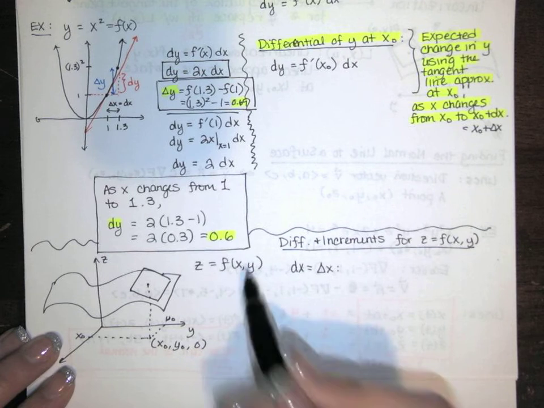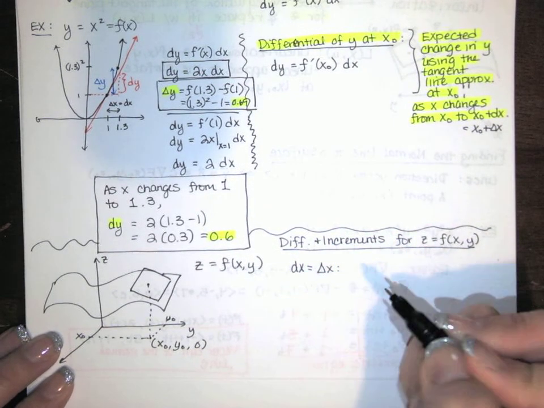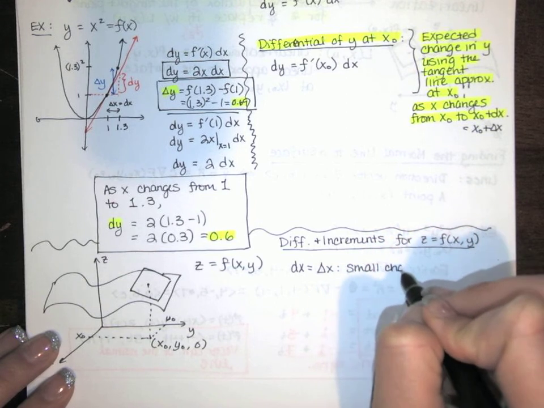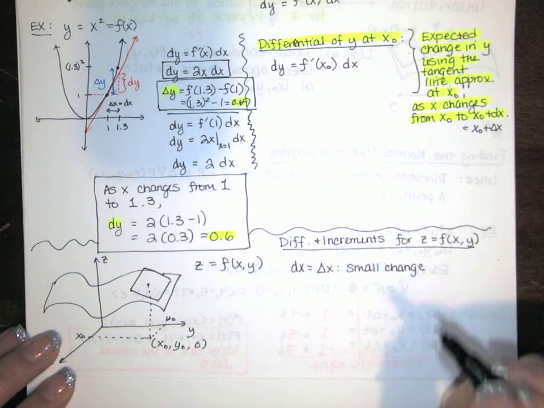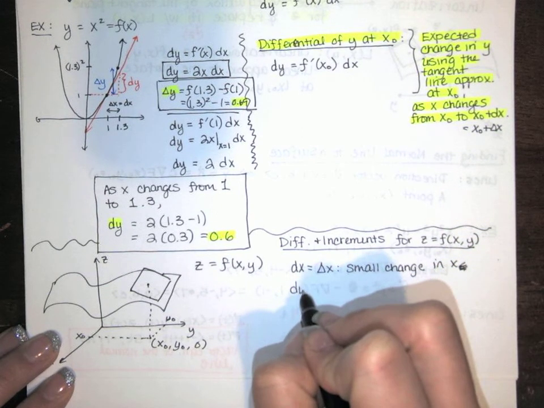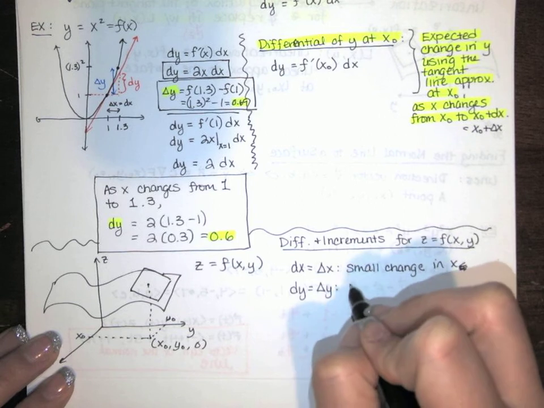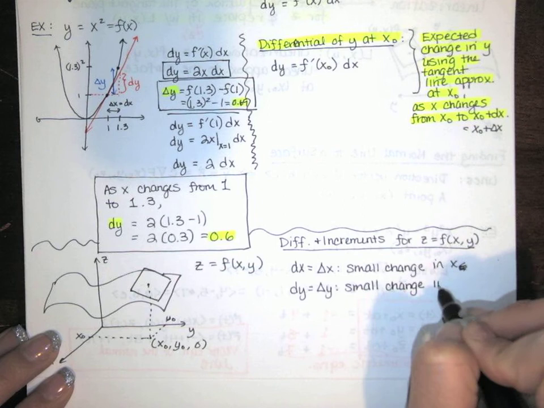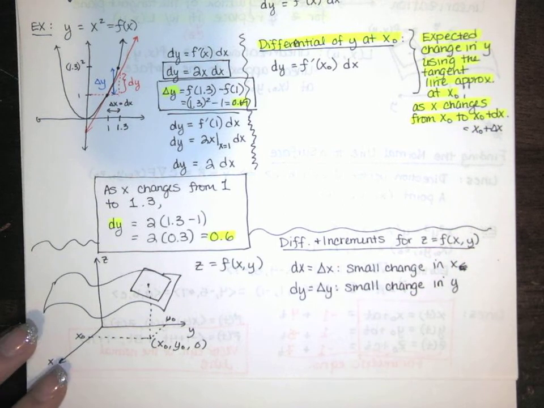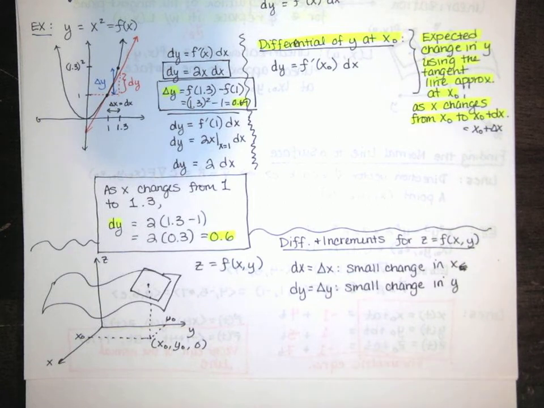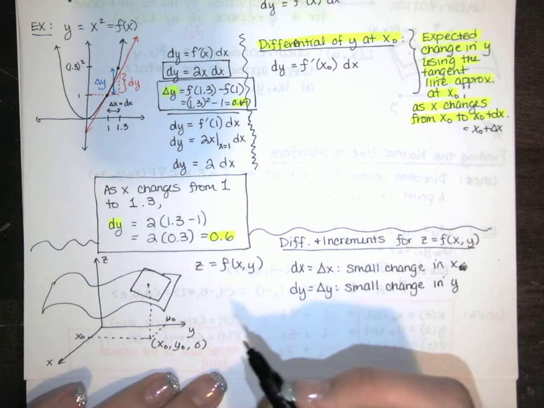In this context, x and y are independent variables, so dx and delta x are going to represent the same quantity. It's just a small change in x. So x could change by a little bit from x0, y0. And y could also change by a little bit. So delta y and dy are going to be the same thing, and they represent a small change in y. Well, as x and y change from x naught y naught to x naught plus delta x and y naught plus delta y, z is going to change.